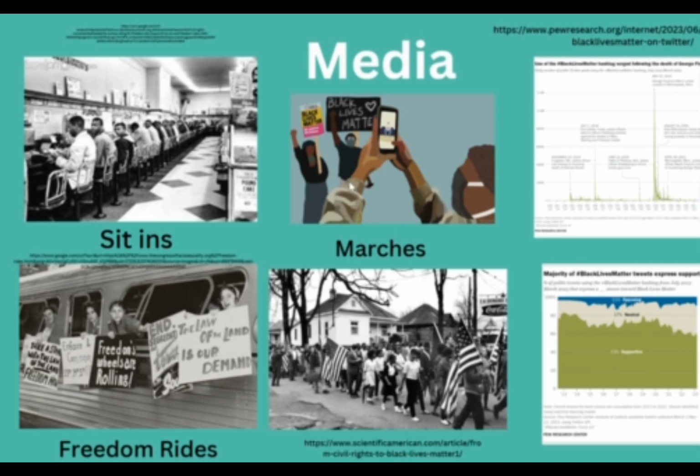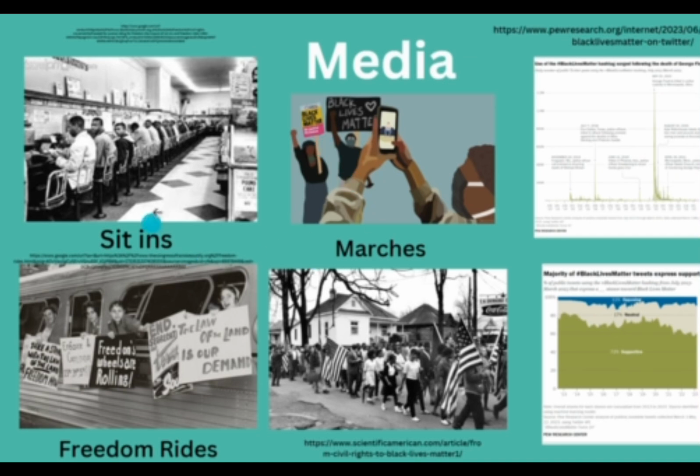Moving on to media specifically. During the civil rights movement, activists employed nonviolent direct action tactics such as sit-ins, boycotts, freedom rides, marches, and rallies to draw attention to racial segregation and discrimination. These peaceful demonstrations publicly challenged unjust laws and practices, leveraging media coverage to gain widespread public support.